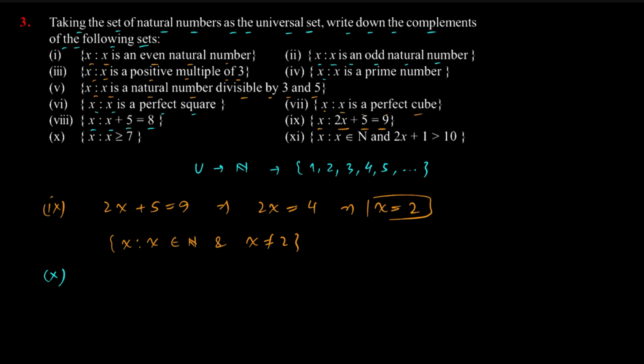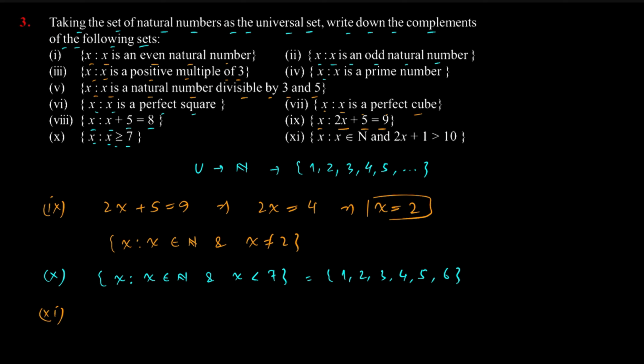Part number 10. X such that x is greater than or equal to 7. So what will be the complement of this set? It will be x such that x is a member of natural numbers and x is less than 7. So the natural numbers excluding numbers which are greater than or equal to 7 are less than 7. Or this set can also be represented in roster form as 1, 2, 3, 4, 5 and 6.